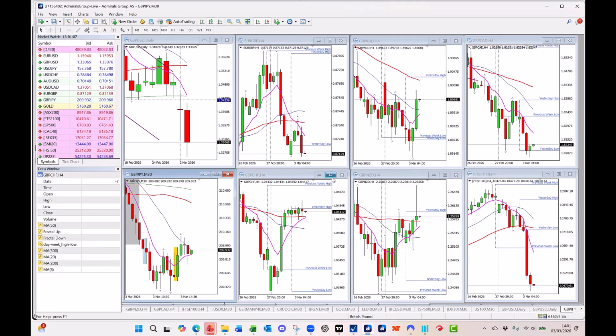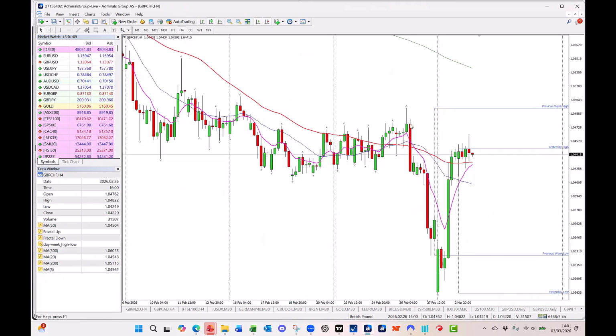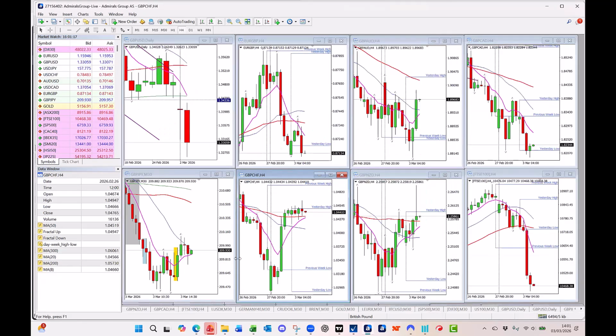Pound against Swiss. Well, we just looked at it, didn't we? At the end of last week, we really flushed those lows, but look at how it's come back. As I said, look how it's come back. It shouldn't be like that for Swiss franc this week.